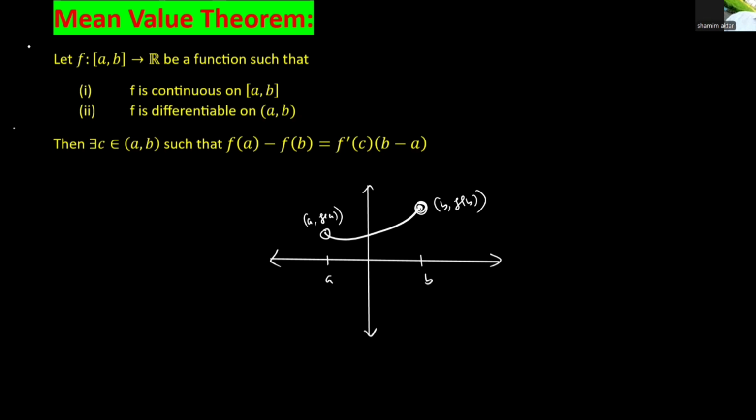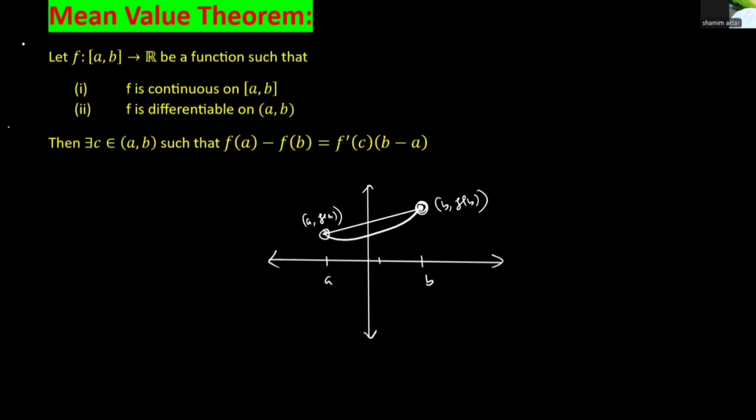So first of all we join the line segment. The mean value theorem says that there exists a point xi belonging to (A, B), between A and B, such that the tangent at the point (xi, f(xi)) is parallel to this line segment. This is my tangent here, and this tangent is parallel to the line segment.